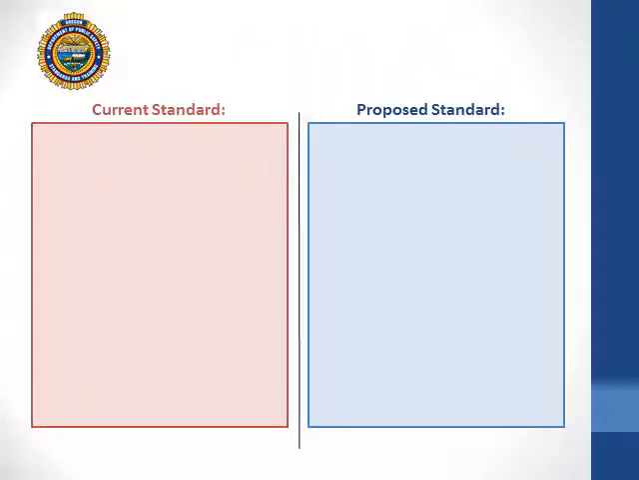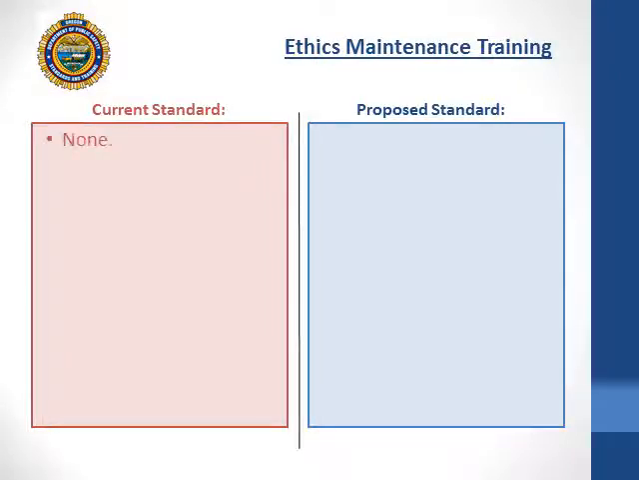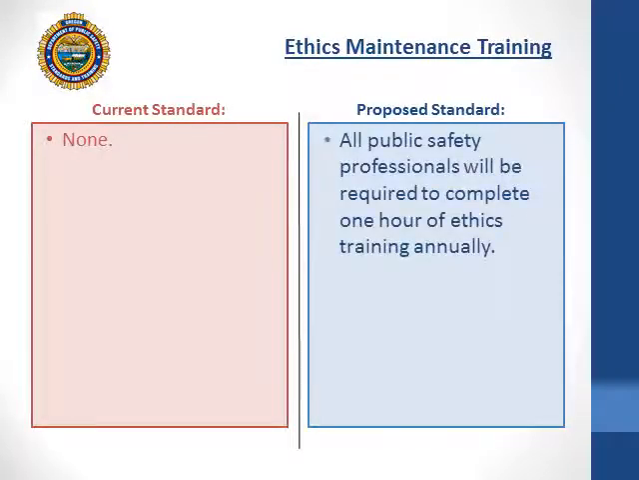The work group has also recommended that every public safety professional complete 1 hour of ethics training annually. The content of this training is to be determined by the officer's employing agency. Failure to complete this training will result in an administrative suspension of certifications.